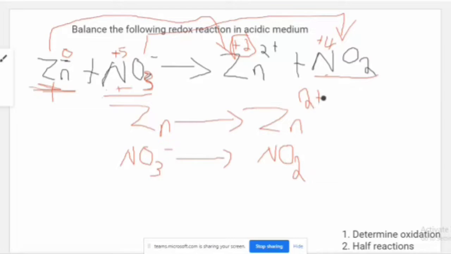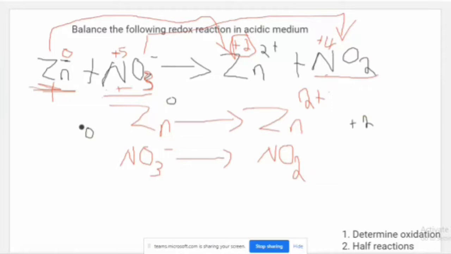For you to balance charge, you have to look at the charges of the chemical species. We have zinc here, which is neutral. So the charge here is 0 for zinc. Then we have this zinc ion. The charge is 2 plus. So the overall charge on the product side is +2 for zinc. Then the overall charge for zinc on the reactant side is 0. So charge is not balanced.